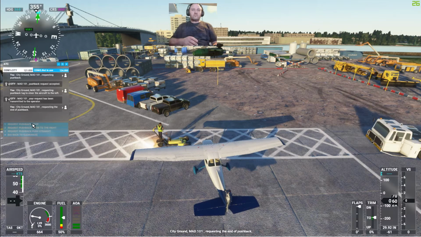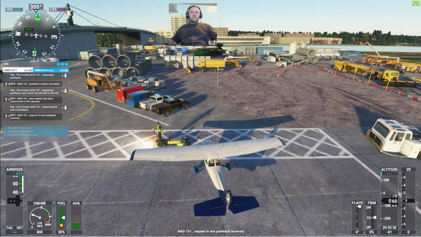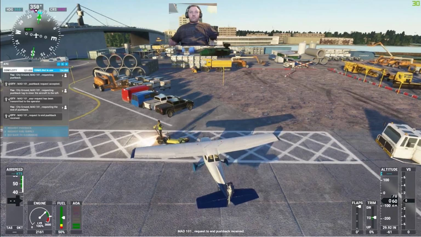City ground, Mat 101 requesting the end of pushback. Mat 101 request to end pushback received.